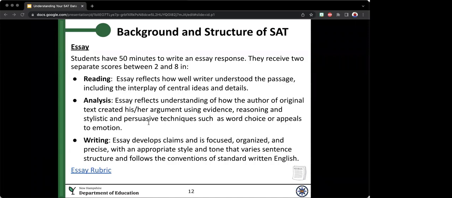The prompt is consistent for all SAT tests. So the prompt itself is never going to change. It's only going to be the passages that the kids have to read that may change. And again, they get that total score of between a 2 and an 8. And the essay score is not included in that score of 1,600 or whatever this child may score between the math and ELA combo.